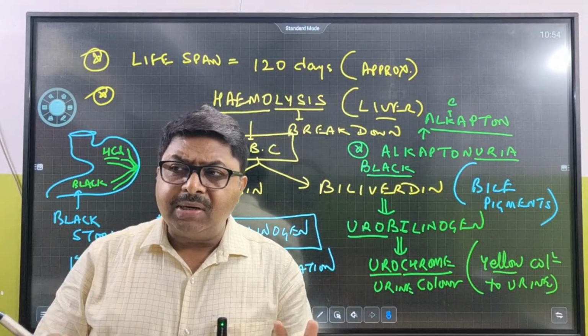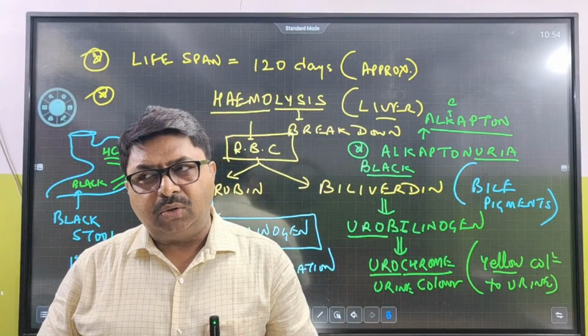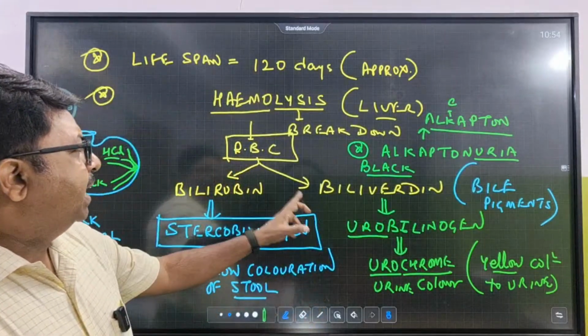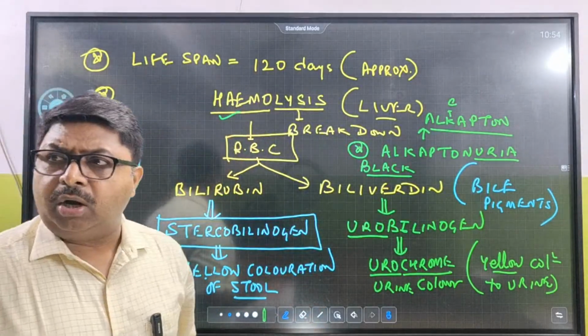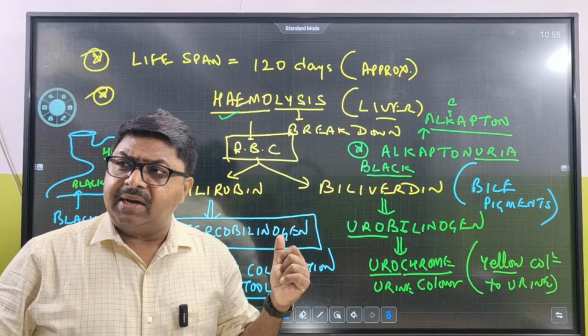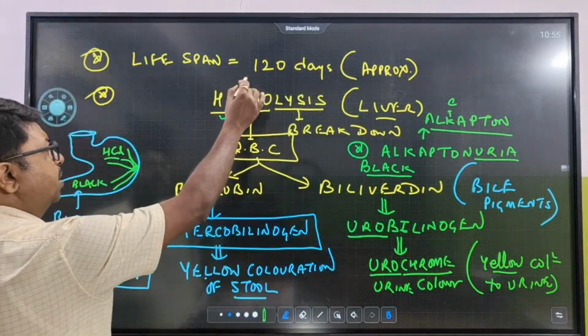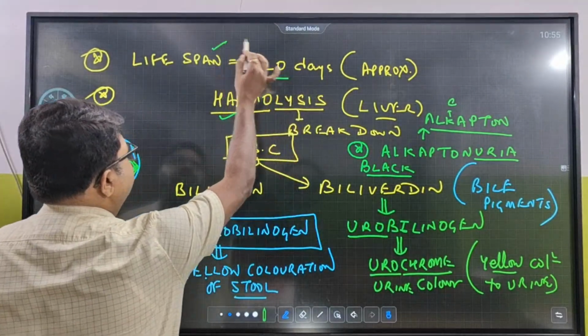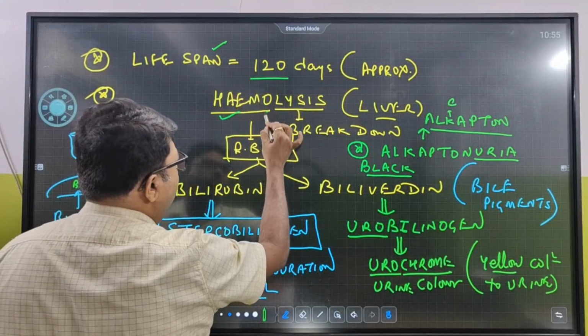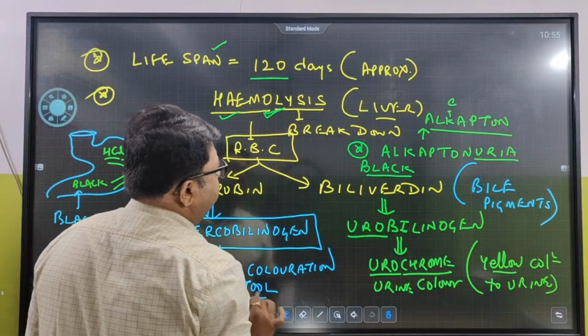So what is the normal color of the urine? Pale yellow is the normal color. And that is all due to what? A normal process called hemolysis. It takes place every 120 days, because after 120 days the RBC which has been formed is going to die. Who can name the organ which is responsible for hemolysis?